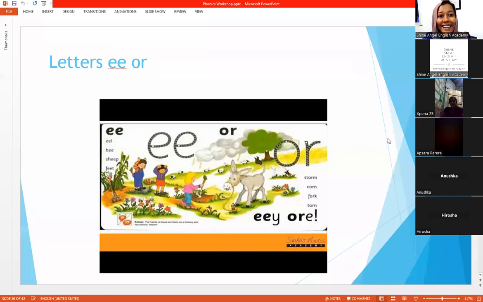Okay, next one is E, O. Now remember these are long sounds. The long vowel sounds, I will be doing it separately, and I will be teaching separately about them. And also how do we introduce them? I will be doing some activities based on this. So I will be showing this part.